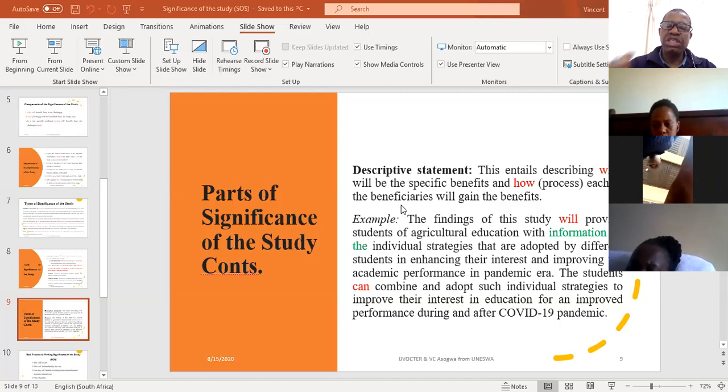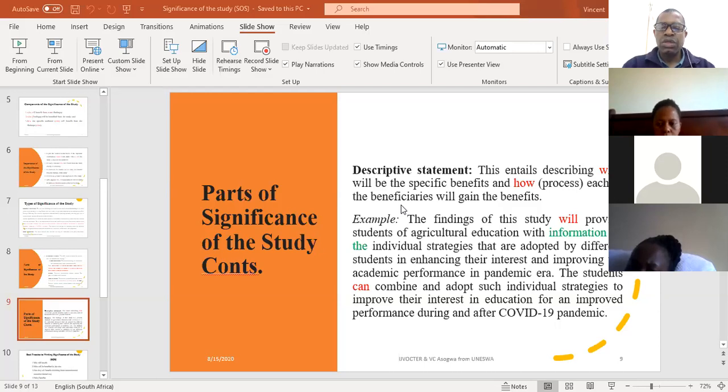Always use 2 sentences for each one. Don't use a 1 sentence paragraph. It is not advisable. So you pick the first one, say what the person will benefit, and then how the person will benefit from it. Look at the example I gave here. I said the findings of this study will provide students of agricultural education with information on the individual strategies that are adopted by different students in enhancing their interests and improving their academic performance in the pandemic era. I highlighted this word information.